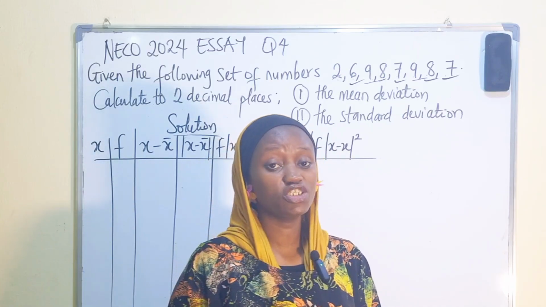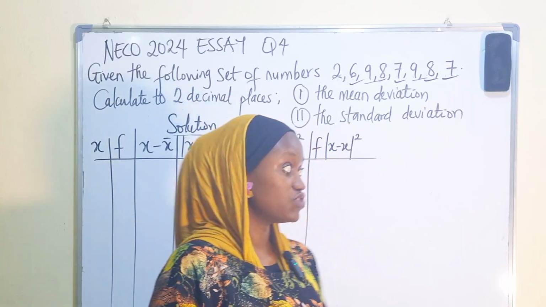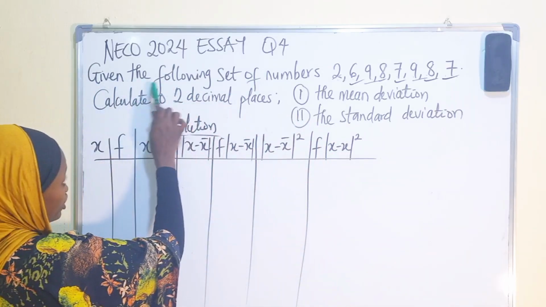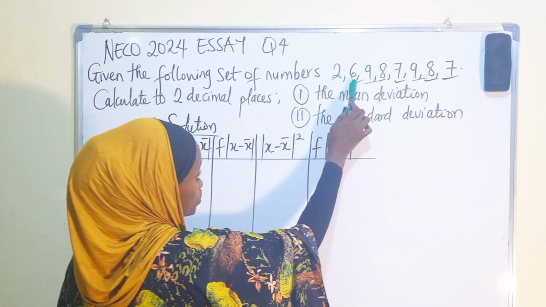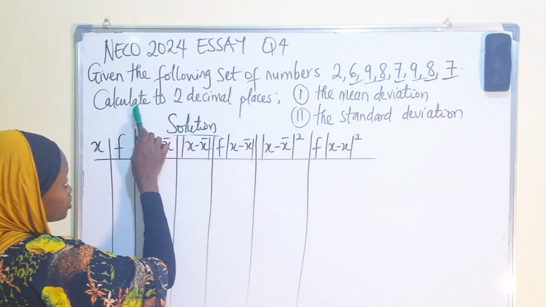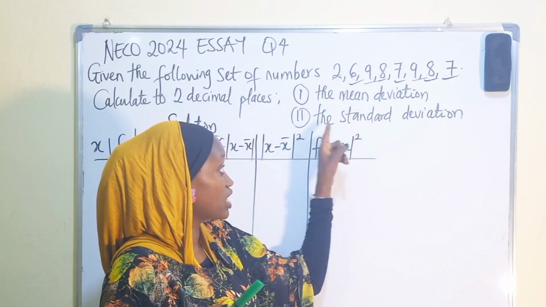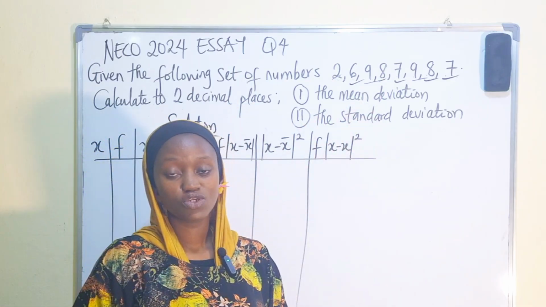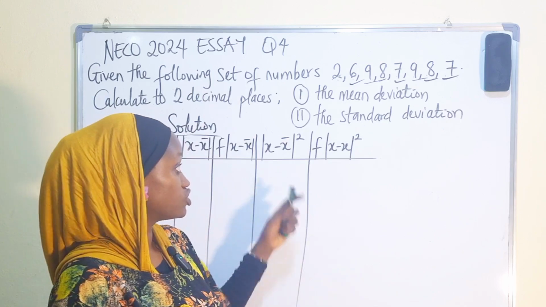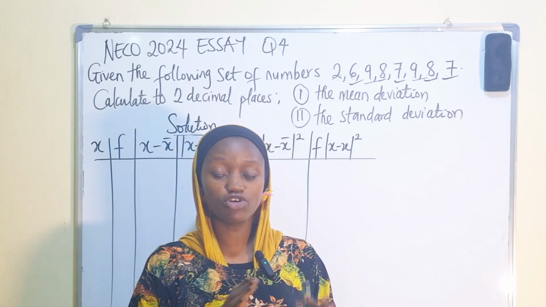Today we shall look at question number 4, which is under statistics. The question reads, given the following set of numbers, 2, 6, 9, 8, 7, 8, 7, 9, we are asked to calculate to two decimal places, first the mean deviation and secondly the standard deviation. For us to solve a question of this nature, we need to draw out a table for the values given.